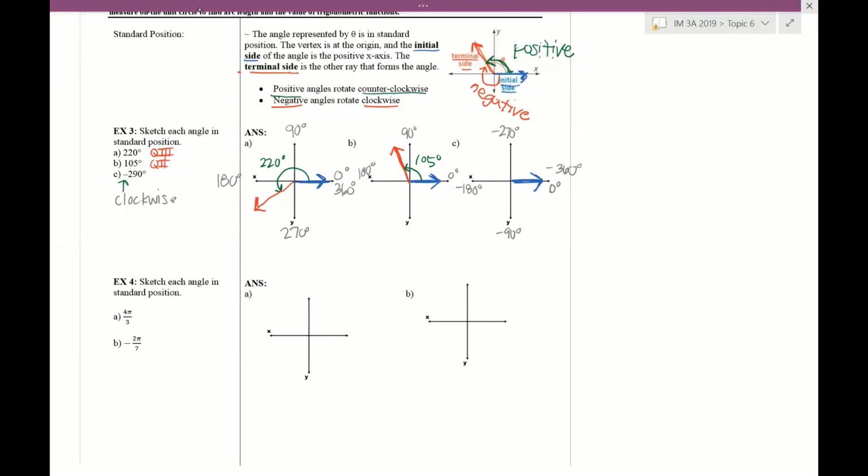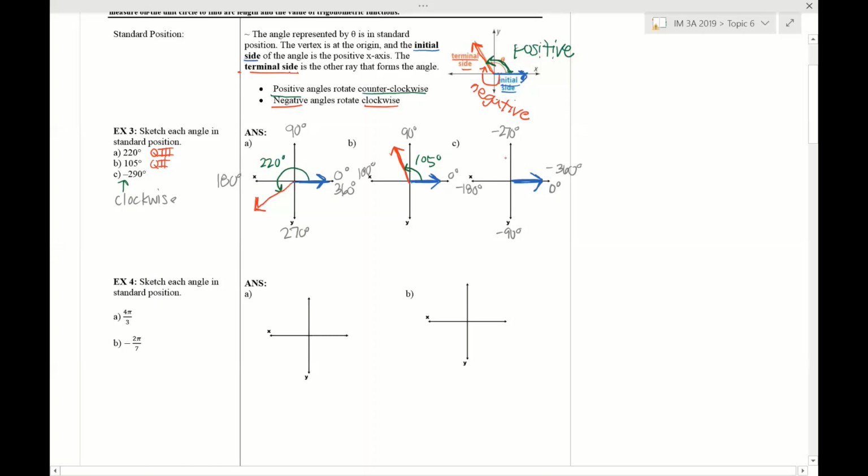So if I think about this now, that's going to change the layout so that my terminal side is not in quadrant 4, like you might assume if this was a positive angle of positive 290, notice it would end up over here in quadrant 4 next to 270. But since it's a negative angle, we're going the opposite direction. My terminal side is going to be between negative 270 and negative 360, which is actually in quadrant 1.